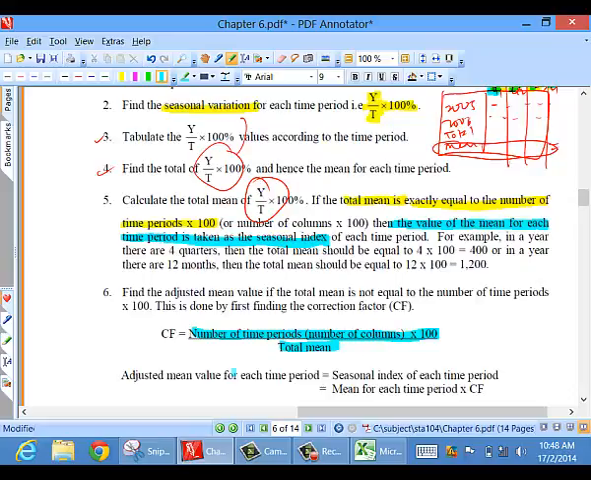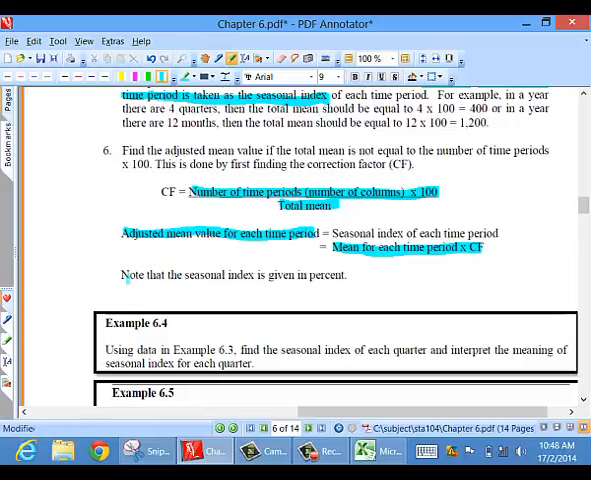After you get the correction factor, you need to calculate the adjusted mean for seasonal variation. The adjusted mean for seasonal variation for each time period is the seasonal index for that time period. So the formula of seasonal index is the mean for each time period multiplied with the correction factor. Can you understand the theory? This is just a theory, right? You need to know that the seasonal index is given in percent. Maybe you understand, maybe not. So look at the example.